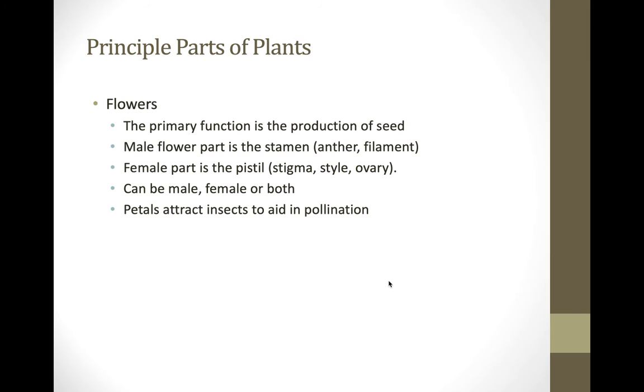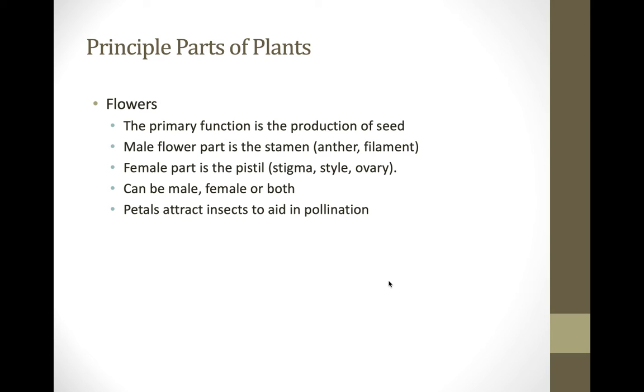The flowers are going to be the reproductive part of the plant. That's the sole purpose behind the flowers. Yes, they're pretty. Yes, they're supposed to smell good. Some smell good and some don't. But the whole purpose behind the flower is not necessarily the smelling and the prettiness. It's to make babies. And so you have the male part of the flower, which is the stamen.